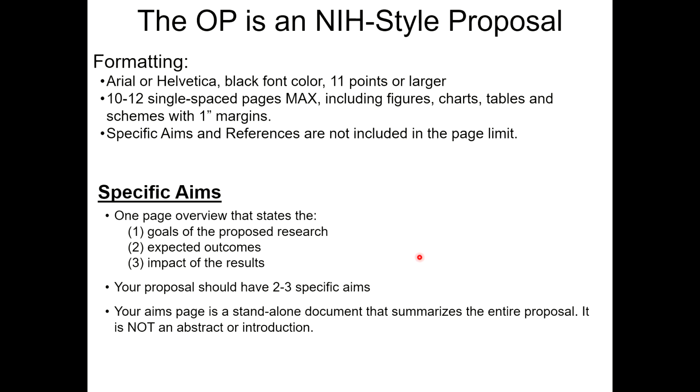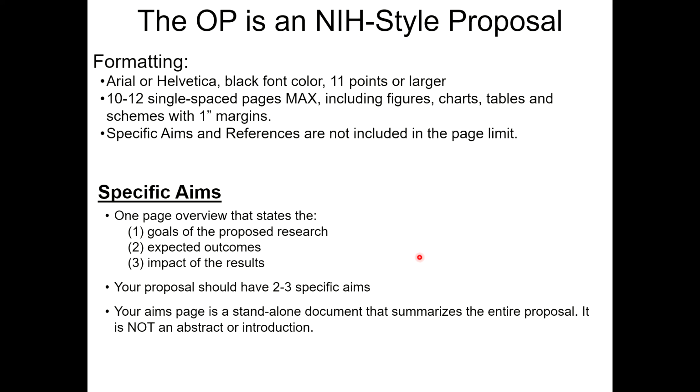Okay, so Biochem format has to be in an NIH style proposal. That means that you will use Arial or Helvetica font. It needs to be black and it needs to be 11 points or larger. You can have 10 to 12 single spaced pages max. That includes all of your figures and all of your figure captions. You don't have to use all of that though. This is just the max amount.